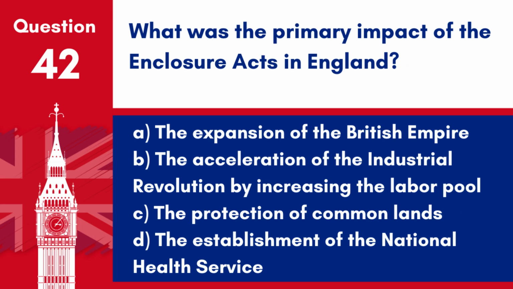Question 42. What was the primary impact of the Enclosure Acts in England? A. The expansion of the British Empire. B. The acceleration of the Industrial Revolution by increasing the labour pool. C. The protection of common lands. D. The establishment of the National Health Service. Answer: B. The acceleration of the Industrial Revolution by increasing the labour pool. The Enclosure Acts privatised common lands, pushing many people off the land and into the cities, thereby increasing the labour pool for factories and accelerating the Industrial Revolution.